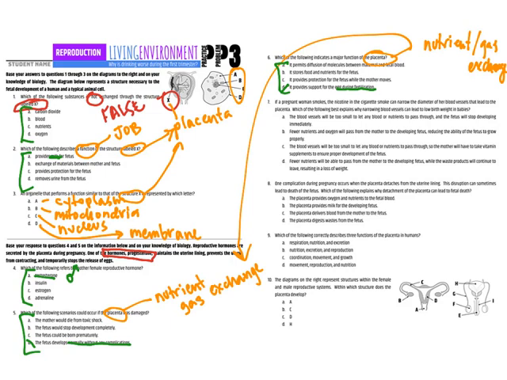A, the blood vessels will be too small to let any blood or nutrients pass through, and the fetus will stop developing immediately. B, fewer nutrients and oxygen will pass from the mother to the developing fetus, reducing the ability of the fetus to grow properly. C, the blood vessels will be too small to let any blood or nutrients to pass through, so the mother will have to take vitamin supplements to ensure proper development of the fetus. Or D, fewer nutrients will be able to pass from the mother to developing fetus, while the waste products will continue to leave, resulting in a loss of weight.